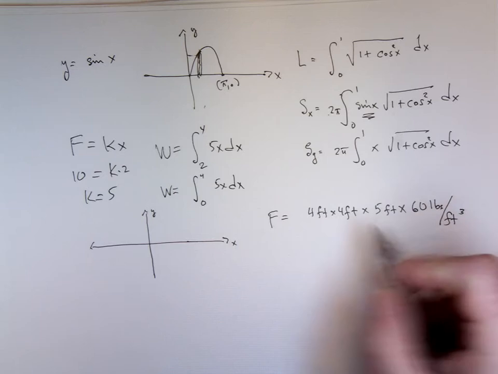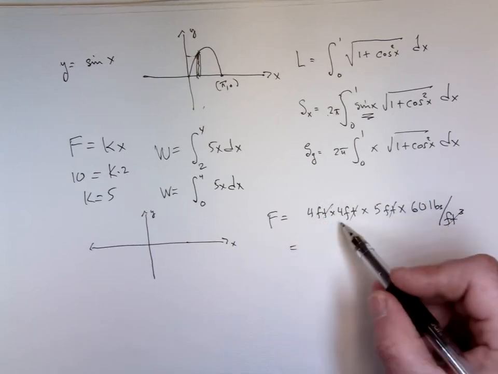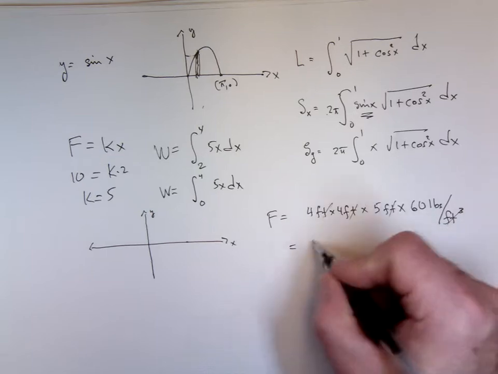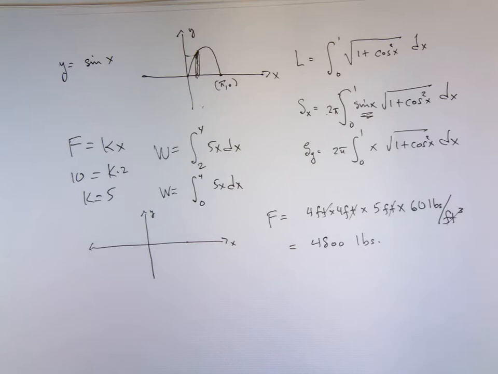And you notice the cubic feet all cancel and it all works out nice. You get 4 times 4, 16, times 5 is 80, times 60, you get 4,800 pounds. Okay, that would be the force.